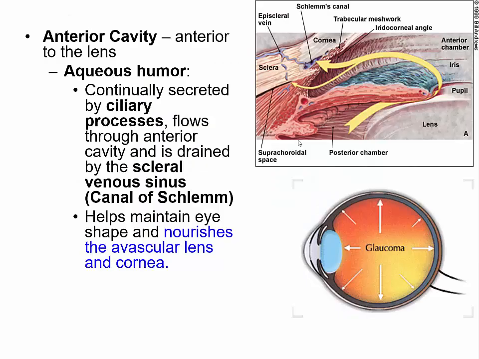So the anterior cavity is anterior to the lens, and it continually produces aqueous humor secreted by the ciliary processes, which flows through the anterior cavity and is drained into the scleral venous sinus or canal of Schlemm, and it's going to help maintain eye shape and nourish the avascular lens and cornea.